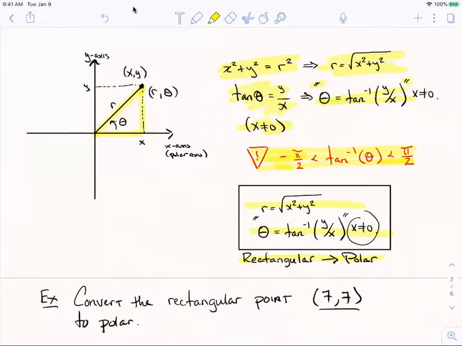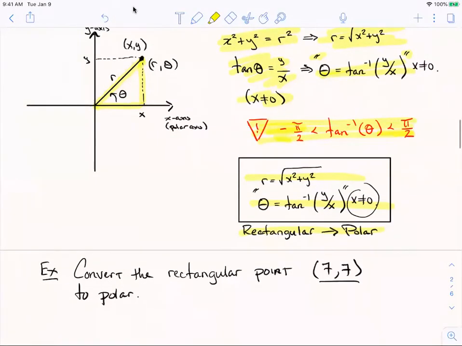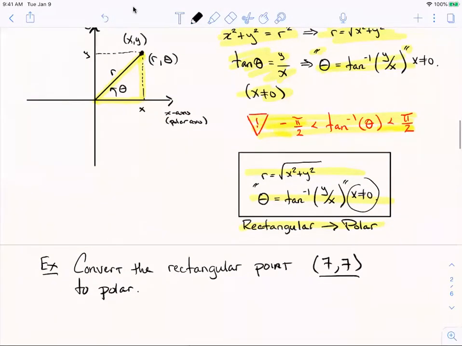Okay, let's try it out. Let's see if I can leave that visible there while we try this one. Here we're given a rectangular point, 7, 7. So that's an x value and a y value because we were told this point is rectangular. Okay, you want the polar radius. Polar radius is the square root of 7 squared plus 7 squared. That's going to end up being 7 times the square root of 2 after you simplify it. So that's its polar radius.